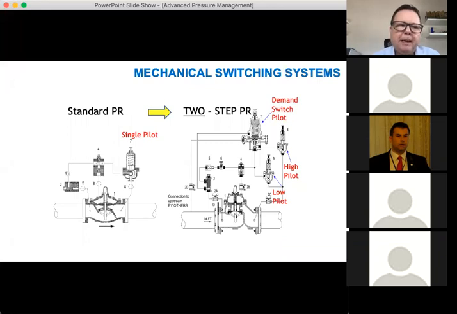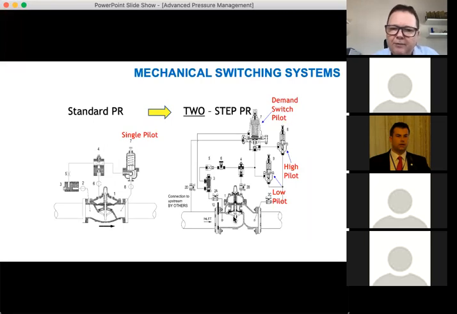Now, we've talked about using timers, electronic timers, to switch between high and low pressure. But there are mechanical ways that we can switch between high and low pressure. So if you look at this valve, it has a high pressure pilot and it has a low pressure pilot. And it has another pilot, which is what is called a demand switch pilot.